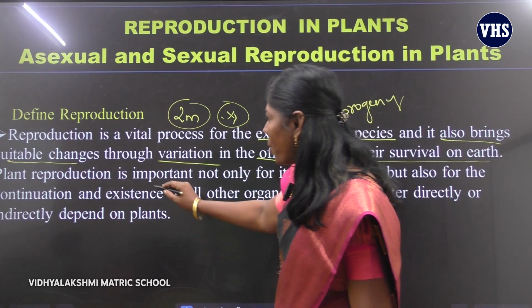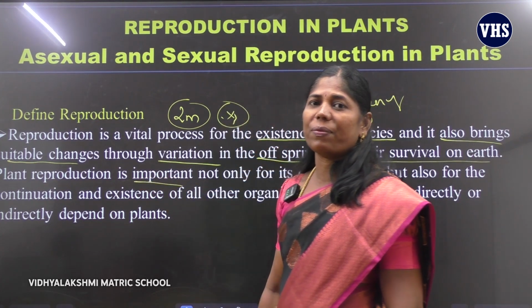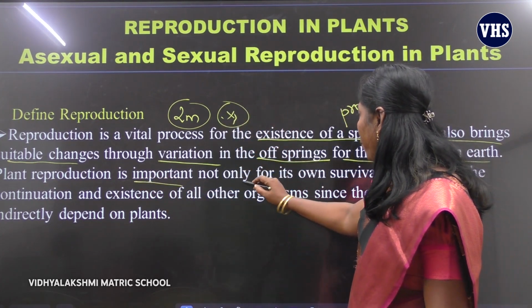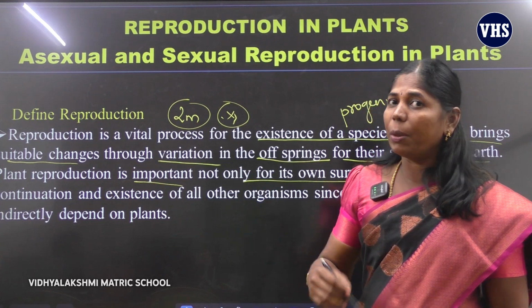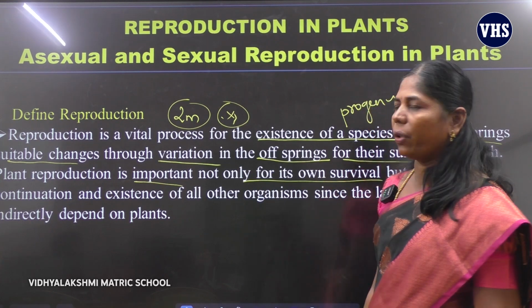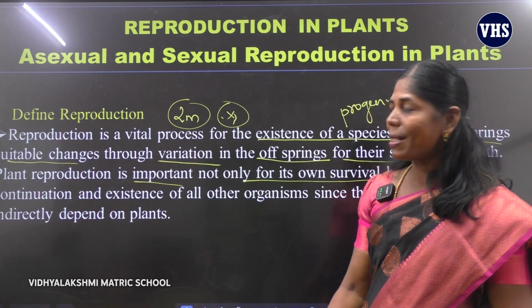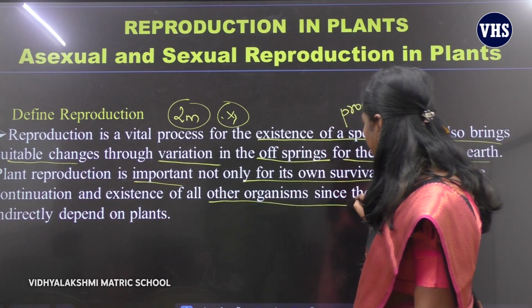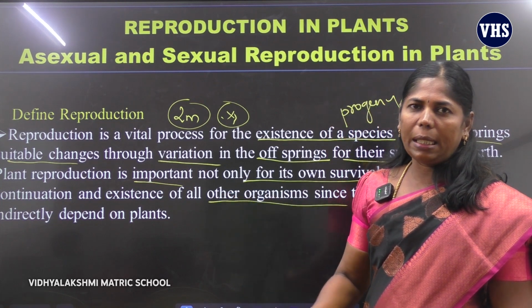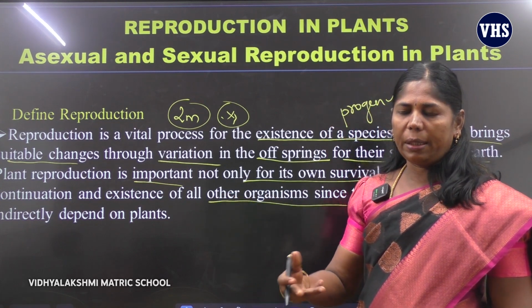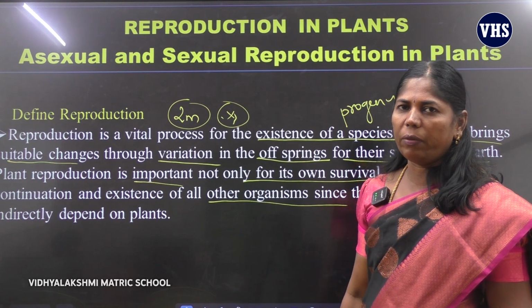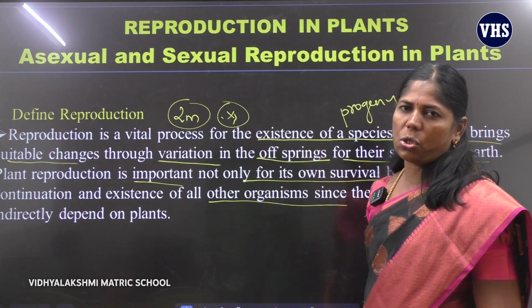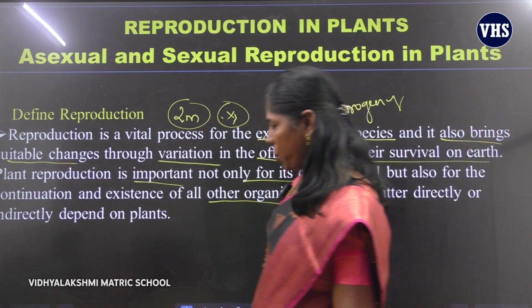So plant reproduction is important. We know that it is very, very important, not only for its own survival, but also for the continuation and existence of all other organisms, since they use it later, directly or indirectly depending upon it. So this is what we call reproduction. This is the definition of reproduction.